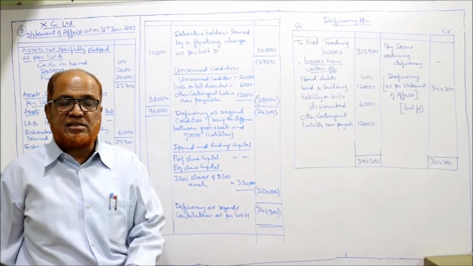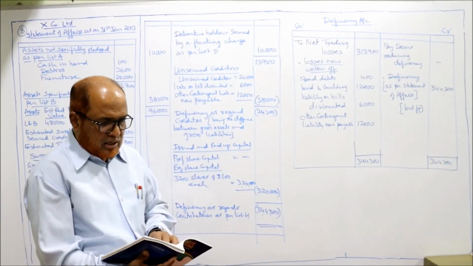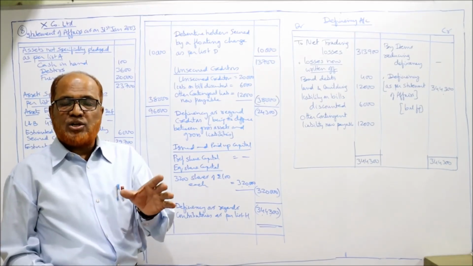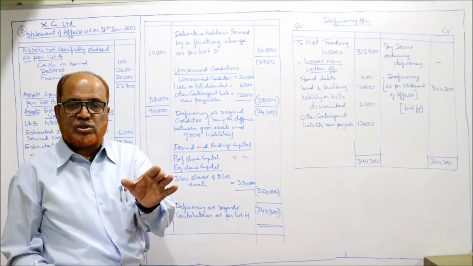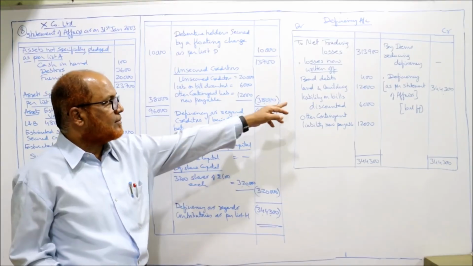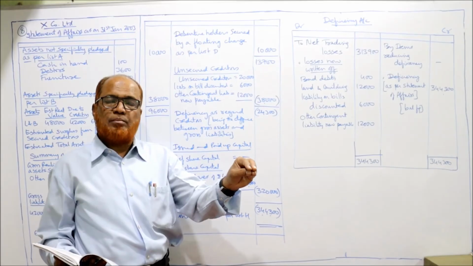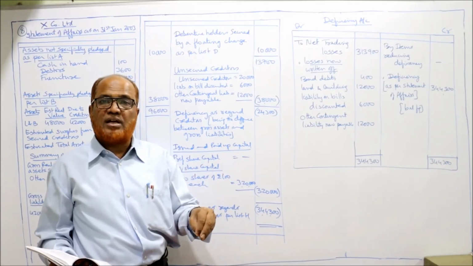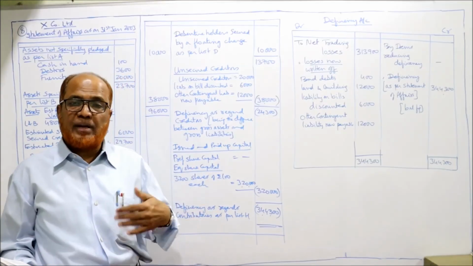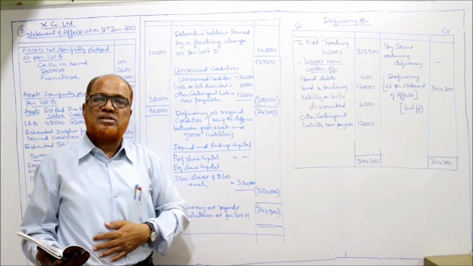The realizable value has decreased. See here, in the problem land and building book value is 60,000, but realizable value is only 48,000. So in the balance sheet the land and building was showing at 60,000, whereas when we sell it we are getting 48,000. So there is a loss of 12,000 rupees. Liability on bills discounted: we had discounted some bills with the banker, and the banker has informed us that some bills have been dishonored, so the company has to pay them. So 6,000 rupees is the liability on bills discounted.